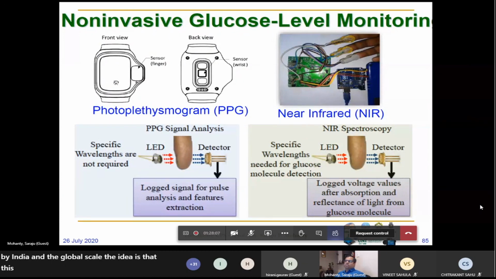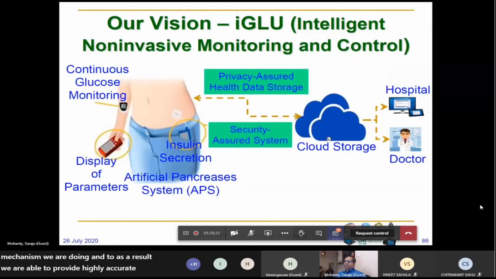The idea is this. Right now some PPG-based sensors are available. They are not greatly accurate. We are doing a near-infrared-based mechanism, and as a result we are able to provide a highly accurate glucose level. The big picture of this will be part of a healthcare cyber-physical system, as you saw, where we will be monitoring, similar to the drug delivery in the EEG and seizure-related work you saw. Here we will be monitoring the glucose level, non-invasively.